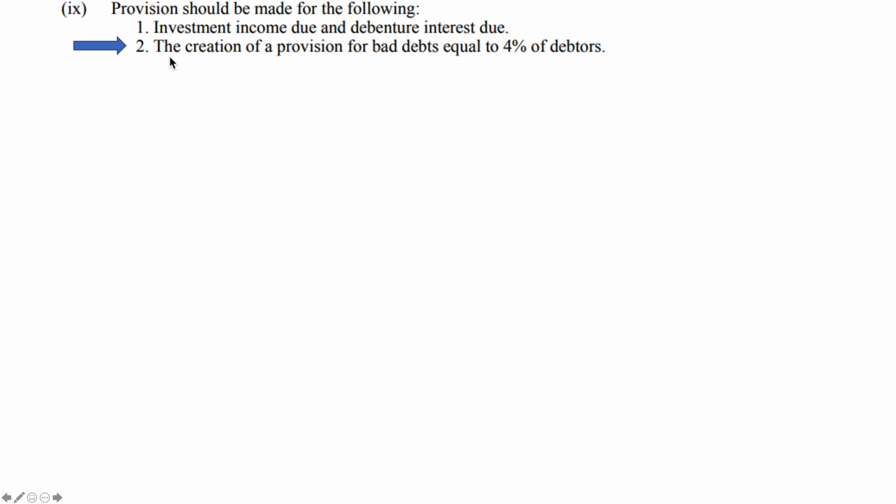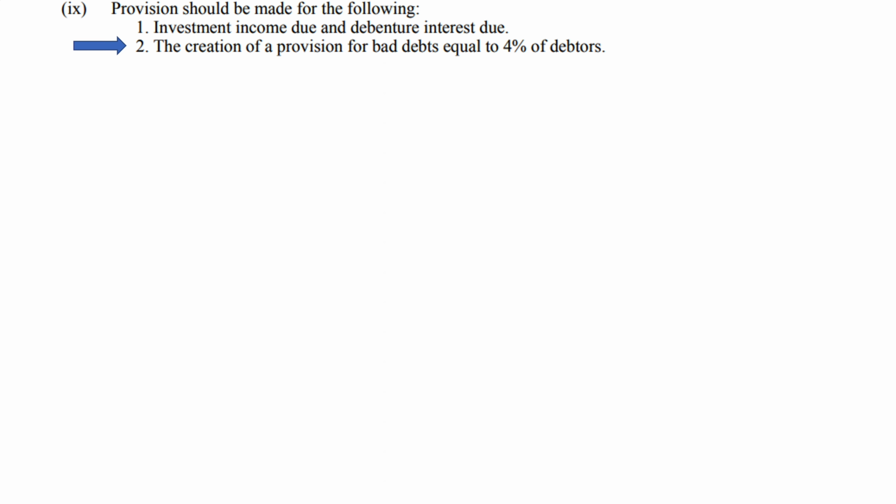Then note 2, the creation of a provision for bad debts equal to 4% of debtors. So the provision for bad debts did not exist before now, so we have to set one up, and it's going to be 4% of debtors. It's basically the business saying, okay, I'm going to anticipate that 4% of my debtors are not going to pay me. There might be some situation with someone going bankrupt or something like that.